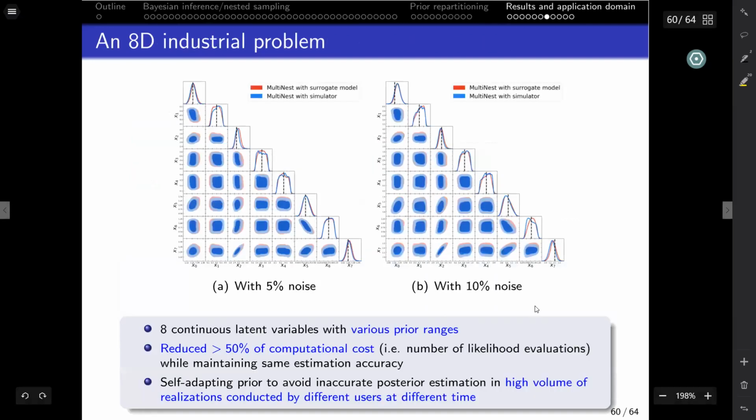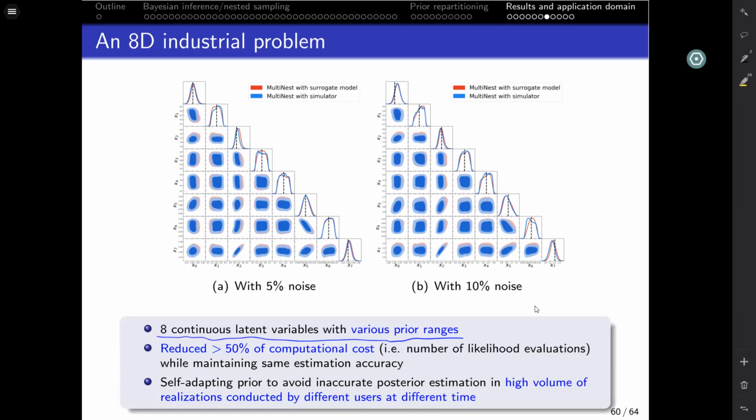And here is one of the results we implemented. Well, not exactly that one, but a very similar one, so I use it as an example. So here is an 8D continuous latent variable example. They have different prior ranges, all are quite wide. And then engineers will need to set the prior ranges by themselves for the different tasks they have. They might have similar tasks, but not exactly the same. So they will need to set the prior range to make it faster and more efficient according to engineers' knowledge. So that's where the problem comes from.